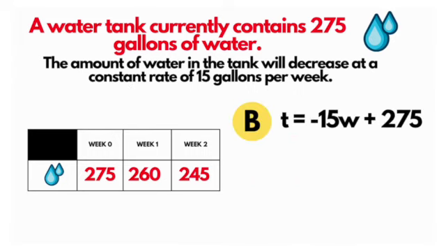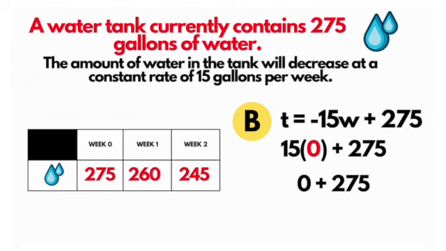B, T equals negative 15W plus 275. Let's do the same thing. Let's plug in 0. Negative 15 times 0 plus 275. We have 0 plus 275, 275. It works. It works for 0. So B, yes, it works.